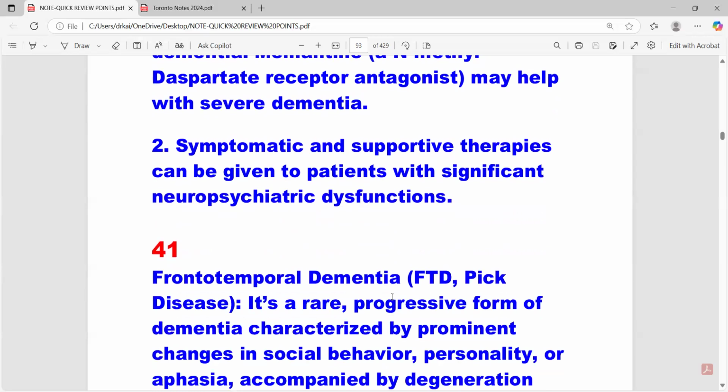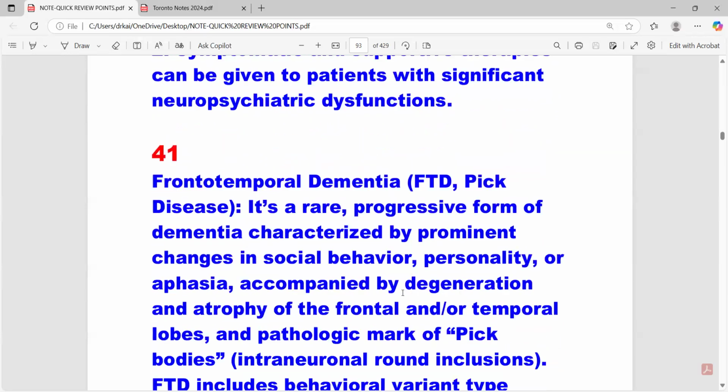Then comes frontotemporal dementia. It's a rare progressive form of dementia characterized by prominent changes in social behavior and personality. So you need to know the different types of dementia. It's also written in psychiatry. It's also written in neurology. It's on the sidebar, okay?